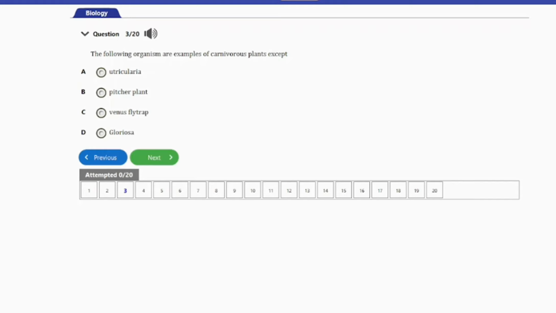It says, the following organisms are examples of carnivorous plants except A. Utricularia, B. Pitcher plants, C. Venus flytrap, D. Gloriosa. So guys, the answer to this question is option D, and that's Gloriosa. So the rest here are actually carnivorous plants. The Utricularia, the pitcher plants, the Venus flytrap are all carnivorous plants. But guys, Gloriosa is not a carnivorous plant, and that's the answer to this question. So let's go ahead and consider the next question, guys.